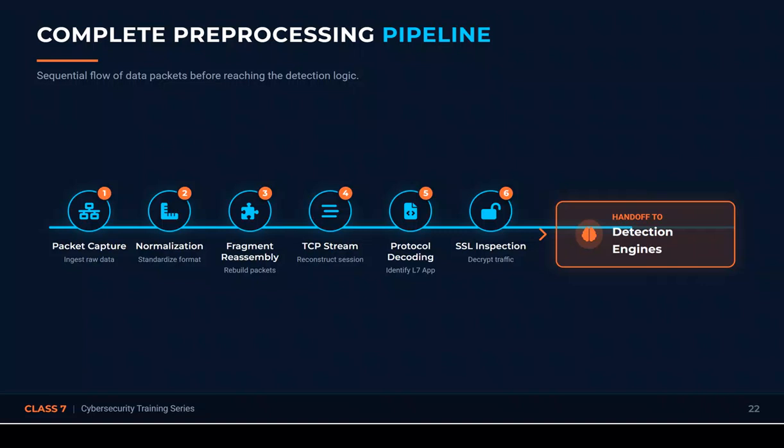This is the sequence of data flow before it reaches the detection logic. First it goes to packet capture, then normalization, then fragment reassembly, then TCP stream, then protocol decoding, then SSL inspection.